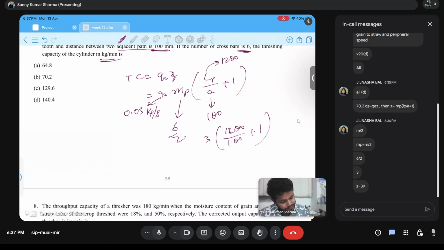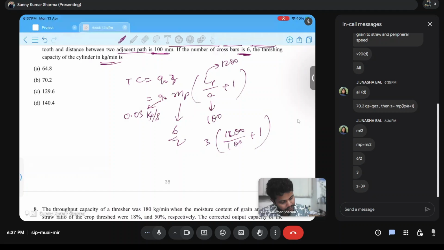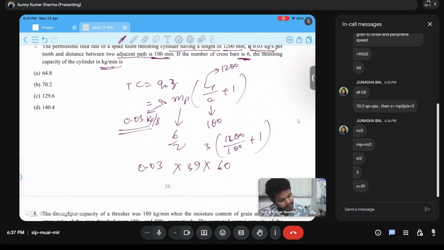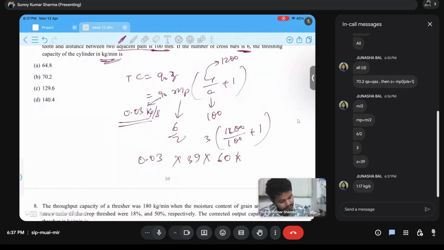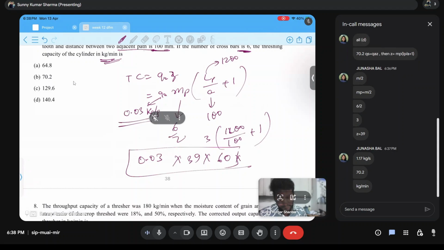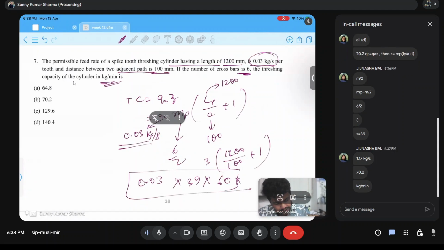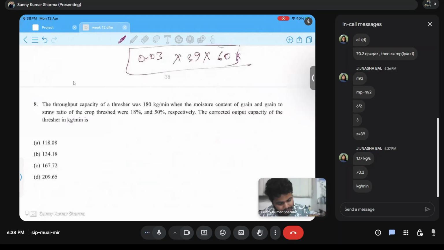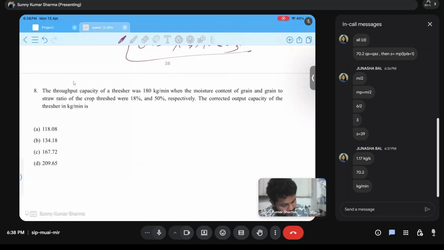So 13 into 3 is 39, and this allowable feed rate is 0.03 kg per second. So this into 60 we need to do to make it in kg per minute. So this into 60. So what you are getting? 1.17 kg per second, 70.2 kg per minute. So option B is the correct option here.